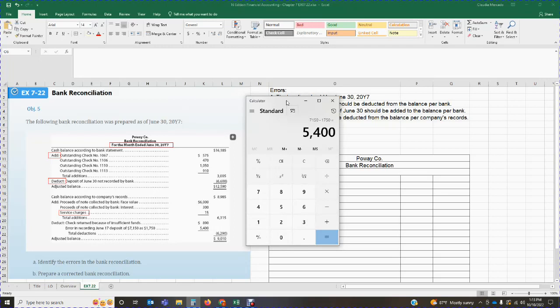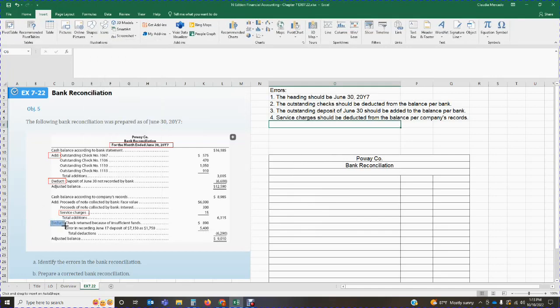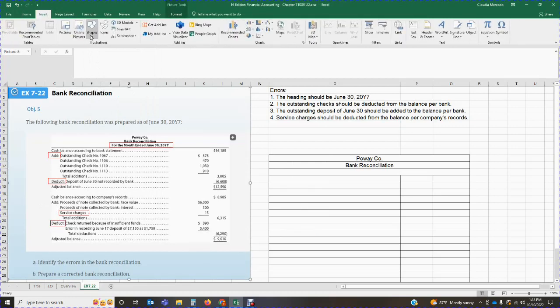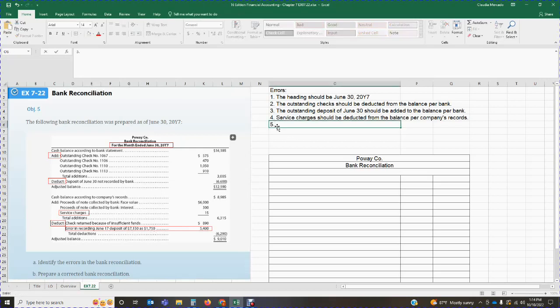Now, be very careful. What should we do? Should we increase the cash balance or decrease the cash balance? It says here that it's a deposit. We should have deposited 7,150. We only deposited 1,750. So we need to make an adjustment to increase our cash by $5,400. The error here is that we shouldn't be deducting, we should be adding. That should be an addition of $5,400. Why? Because we recorded that deposit for 1,750 when we should have recorded it for 7,150.